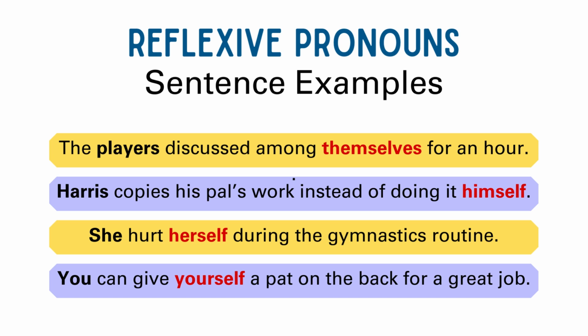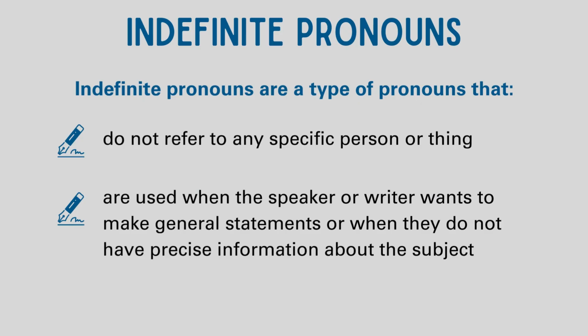Third, she hurt herself during the gymnastics routine. She is the noun, so the reflexive pronoun is herself. Lastly, you can give yourself a pat on the back for a great job. The noun is you, so the reflexive pronoun is yourself. You can either be singular or plural, so the corresponding reflexive pronoun can either be yourself or yourselves. Let's move on to the next type of pronouns.